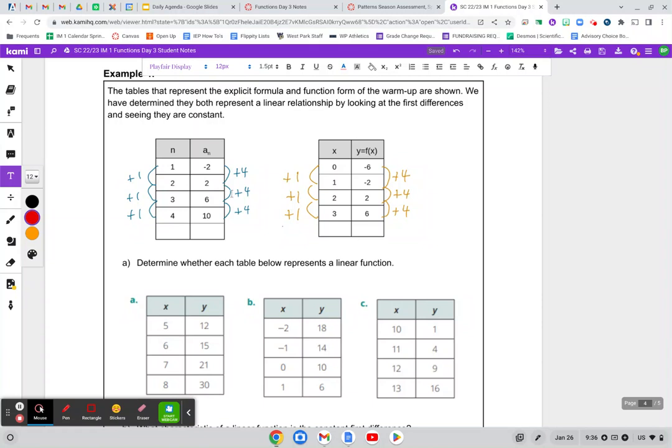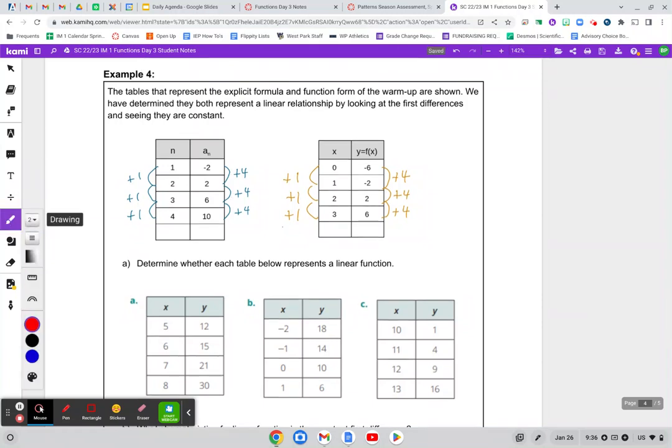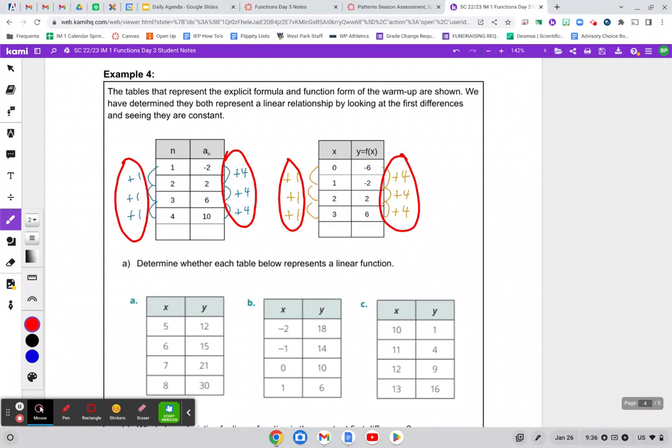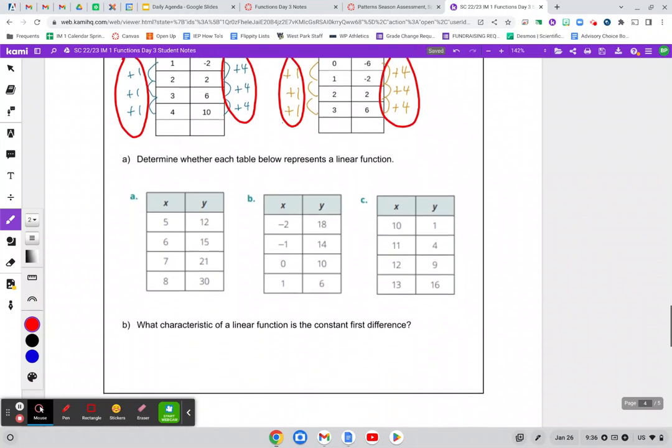So these obviously are both constant, right? This is continuing on. Plus 1, plus 1, plus 1, plus 4, plus 4, plus 4, plus 1, plus 1, plus 1, plus 4, plus 4, plus 4. It's constant, therefore it's linear.